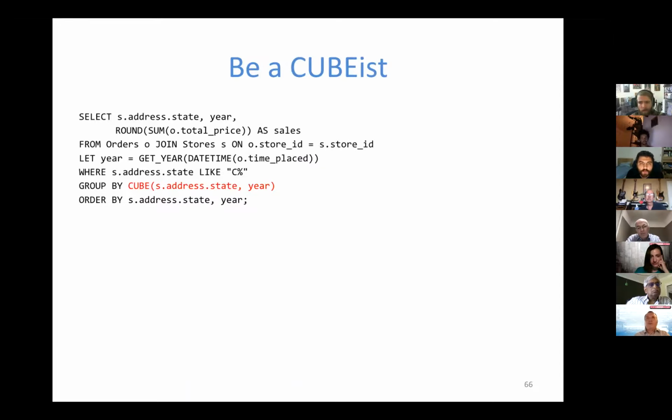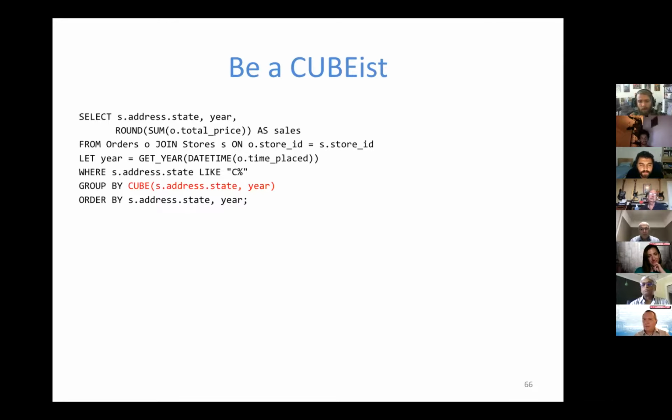The cube modifier is slightly different. It's a relative of rollup, but performs a slightly different expansion into grouping sets. In this example, we want to find out our total sales by each year within each state. In addition to that, we would like to roll up by year, but also roll up by state and get a grand total. That's what the cube modifier is for.